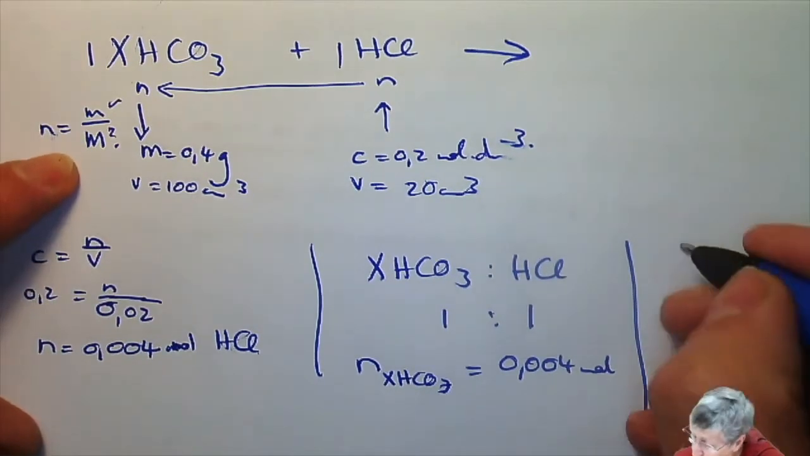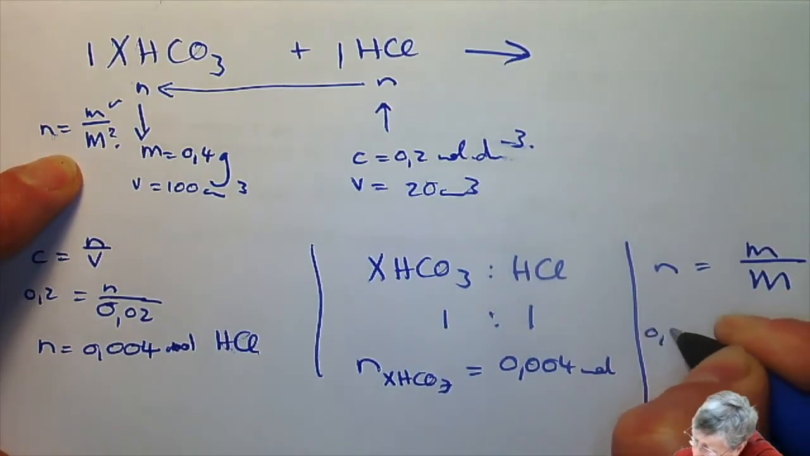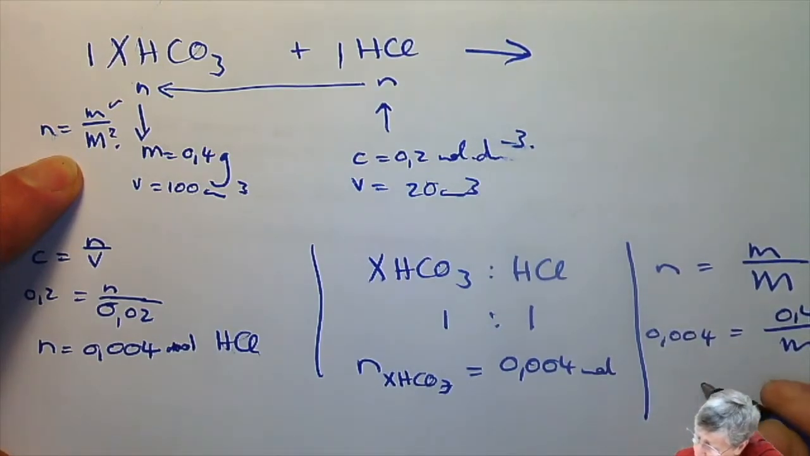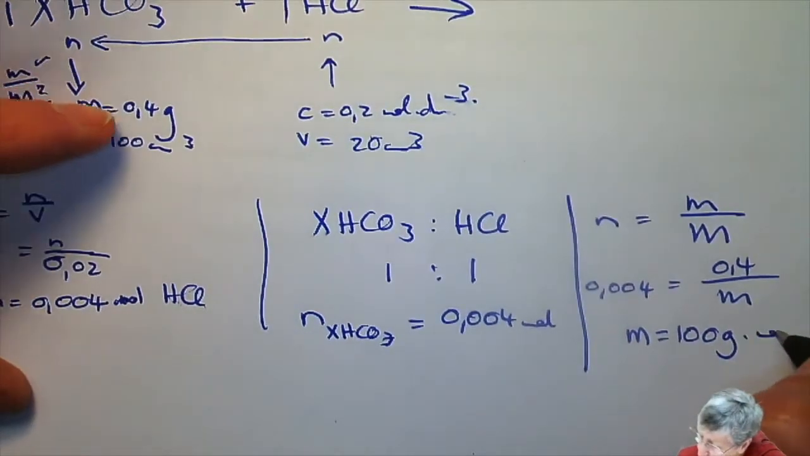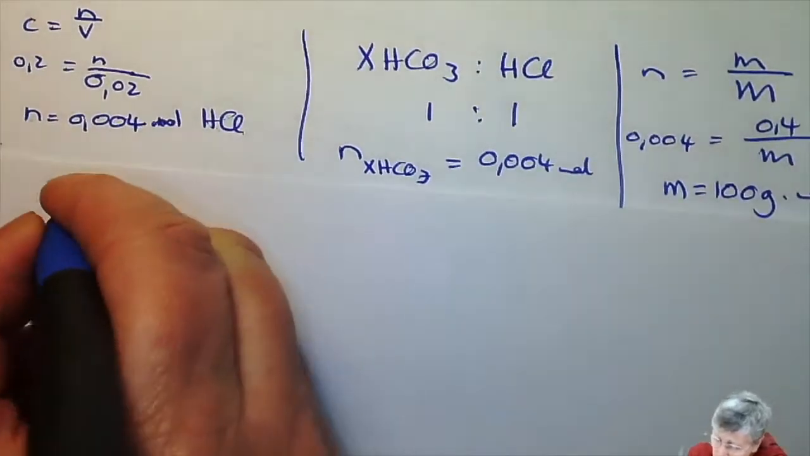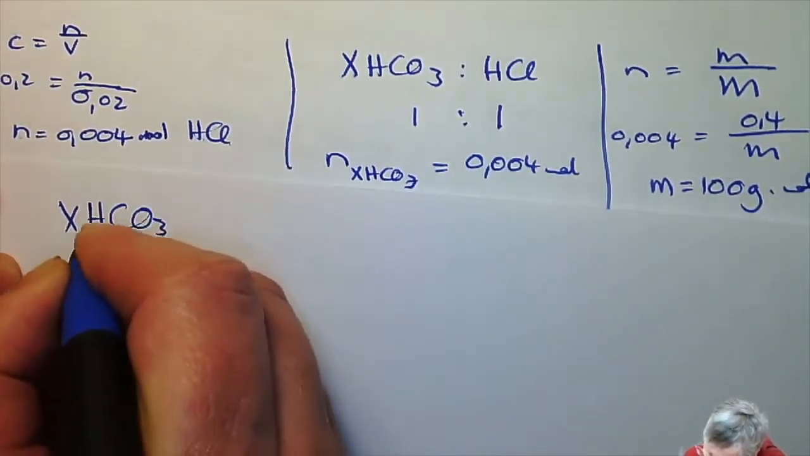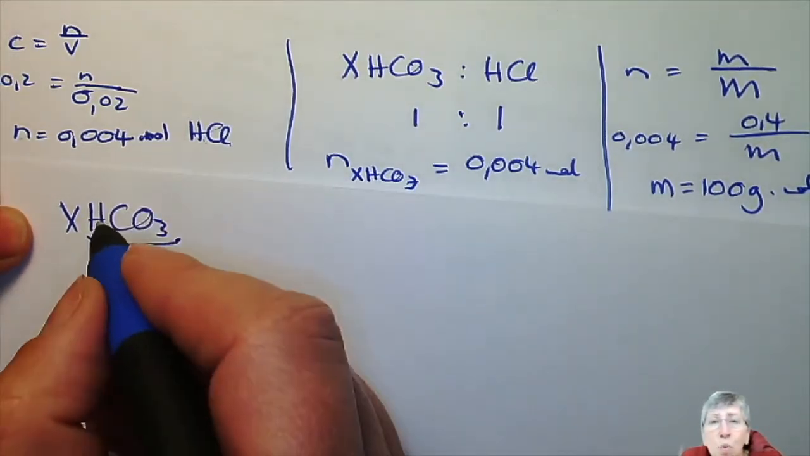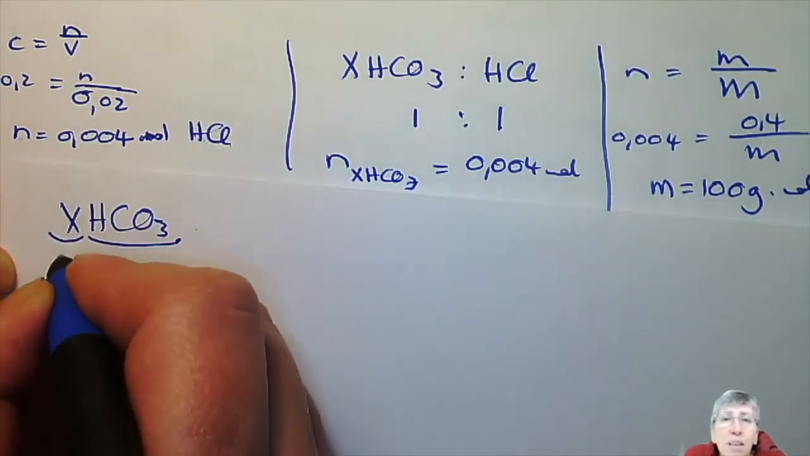Next up, I'm going to use my equation n equals m over M. Moles 0,004, mass 0,4, and molar mass is the only unknown, and that gives you 100 grams per mole. So now at least I know the molar mass of this. So let's look at XHCO3. Now that part is a negative ion. Carbonates 2 minus, hydrogen 1 plus, or you can work with them all together. The actual fact is they are negative. And that tells me this must be a +1.